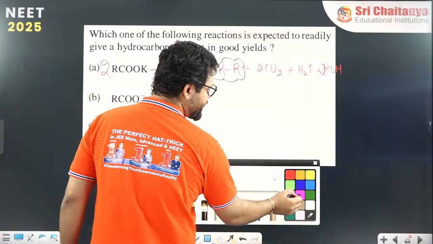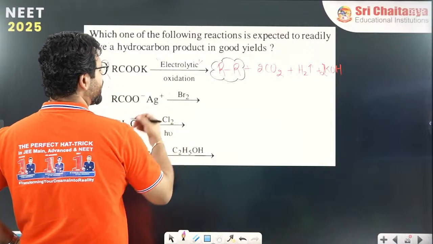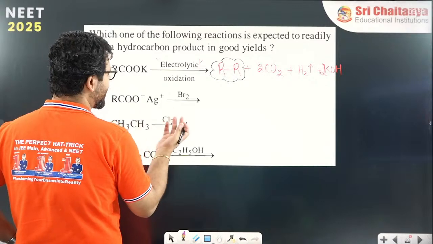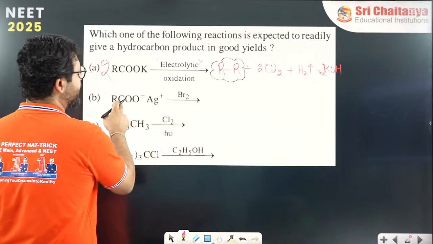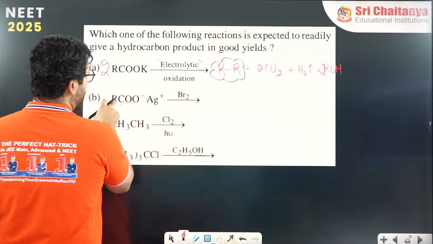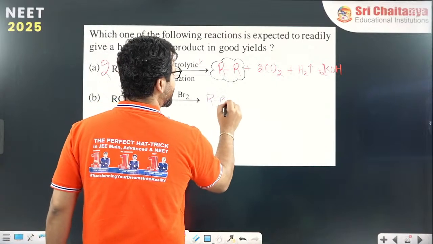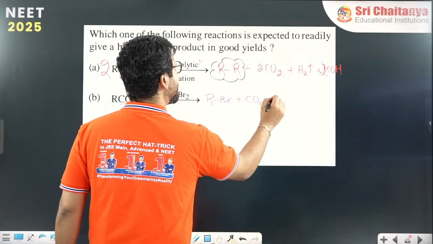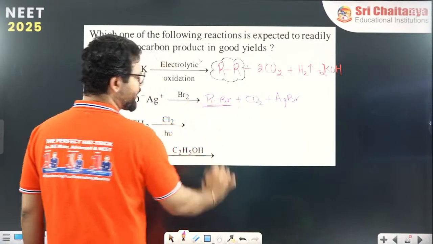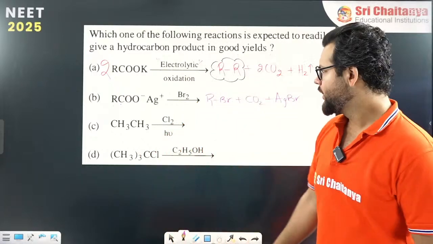The next one is not in the syllabus. This reaction is called the Hunsdiecker reaction. For the Hunsdiecker reaction, you can forget it, you can leave it also. When you react the silver salt of a carboxylic acid with bromine, you get R-Br. So one bromine goes with R, so you get alkyl bromide, you get CO2 gas and you get AgBr. So this is a preparation of alkyl bromide, not alkane. Remember it. It's not very important as well.